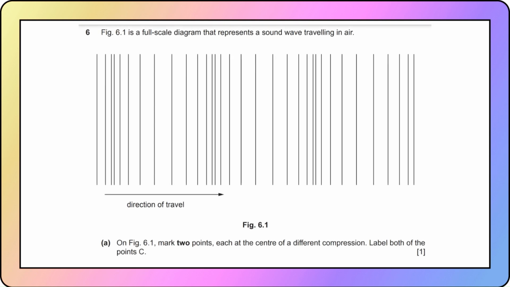Figure 6.1 is a full-scale diagram that represents a sound wave traveling in air. On figure 6.1, mark 2 points, each at the center of a different compression. Label both of the points C.